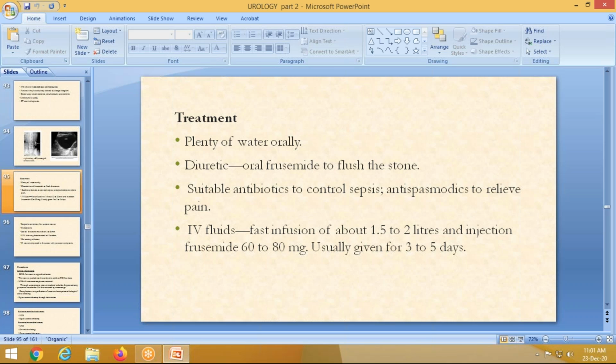Next, if the patient has multiple stones in the ureter and kidney on both sides, you should give an IV infusion. For that IV infusion, you have to give normal saline, minimum 1 to 2 liters, and add an injection like furosemide, a diuretic. The dose of that diuretic is minimum 60 to 80 milligrams, given as an intravenous drip, and it should be given for a minimum of 3 to 5 days to flush out all the ureteric stones. That is the fluid therapy.